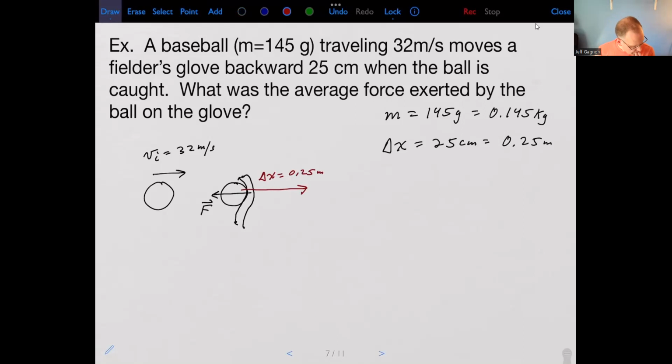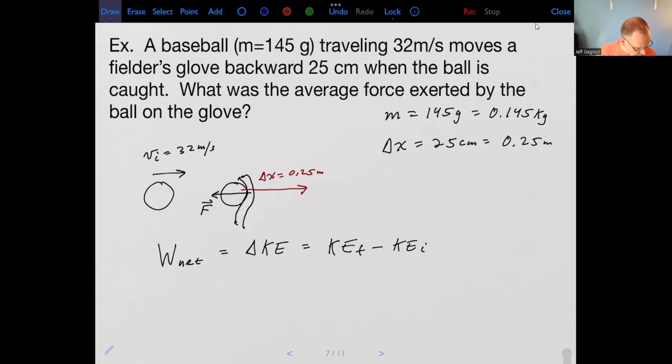Okay, so let's solve this by using the work energy theorem. And what are we trying to find? We're trying to find the average force exerted. Ultimately, we want the force that the ball exerts on the glove, but we can figure out the force that the glove exerts on the ball first. And then it's just going to be the opposite of that. So I'm going to use the work energy theorem, right? So the net work done is equal to the change in kinetic energy, which is going to be the final kinetic energy minus the initial kinetic energy.